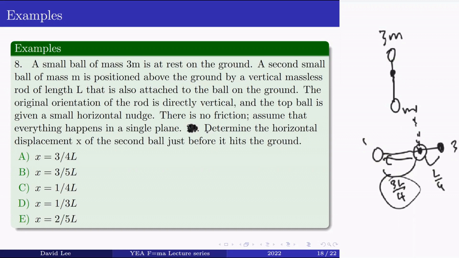Wait, is it? Let me double check that. Is that what it says? That may be a typo, because this is a past F equals MA exam. Anyways, let's just assume the top ball was 3M and the bottom ball was M.